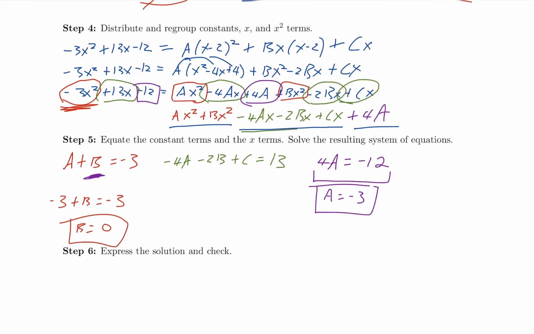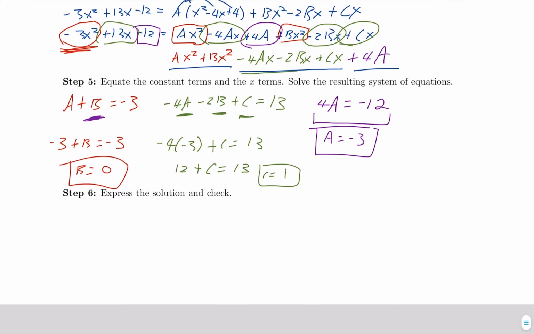So now we know what a and b are, so we can find c in our second equation. We found a, we found b, so negative 4 times negative 3. b is 0, so this becomes 0. Plus c equals 13. So 12 plus c equals 13. c equals 1. So we found a, b, and c.